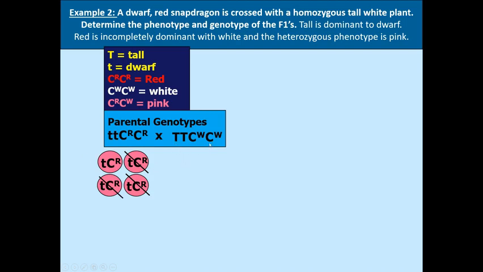The second parent is also homozygous for both traits, so all the gametes are going to contain a tall allele and a white allele. So we'll cross out three of those, leaving just the one unique gamete.